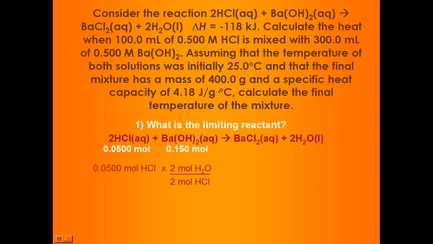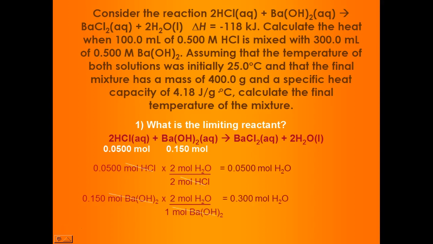so I made this as simple as I could. Using the coefficients from the balanced equation, 2 moles of HCl for every 2 moles of water, and that gives me that 0.05 moles of water could possibly be made. If I do the same thing with barium hydroxide, this time it's a 2-to-1 ratio, and I see that I could make actually a lot more water, 0.3 moles. So what this tells me is that I will run out of hydrochloric acid before I run out of barium hydroxide, so hydrochloric acid is my limiting reactant.